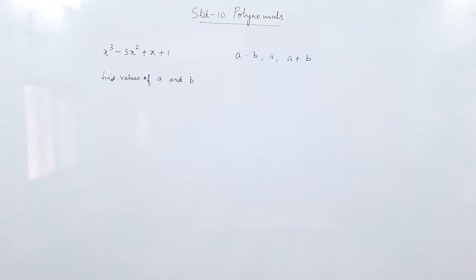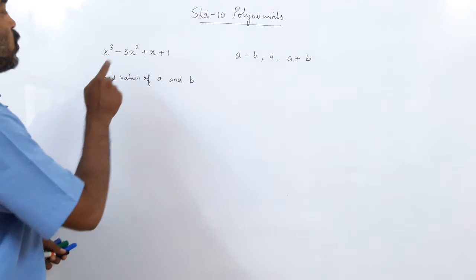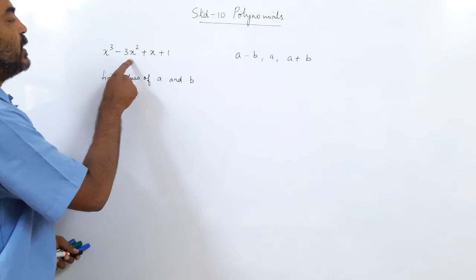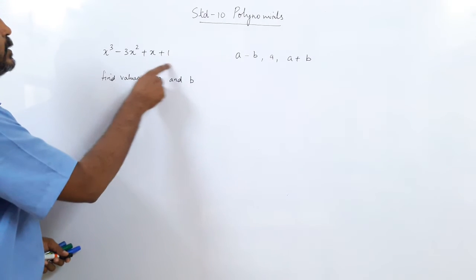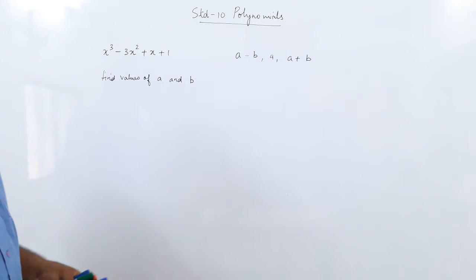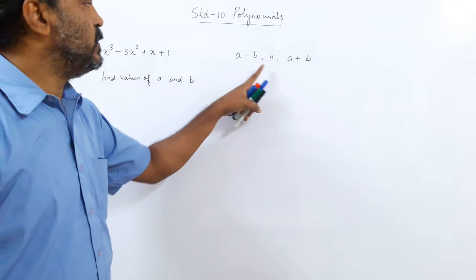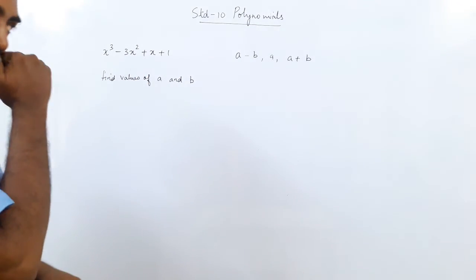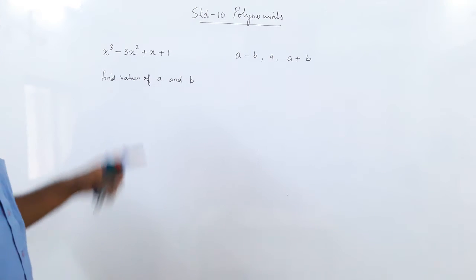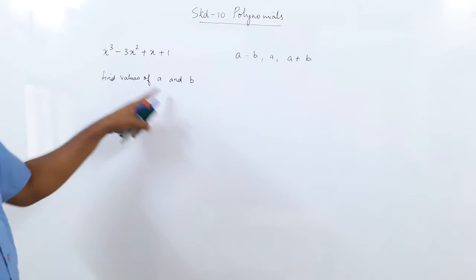Now we are going to do one sum of a different type, so kindly check this out. It is a very interesting sum and you are going to like it. We have got a polynomial x cube minus 3x square plus x plus 1. This polynomial is given to us and we are told it has 3 zeros. The zeros are a minus b, a and a plus b. So what you have to do is find out the value of a and b.